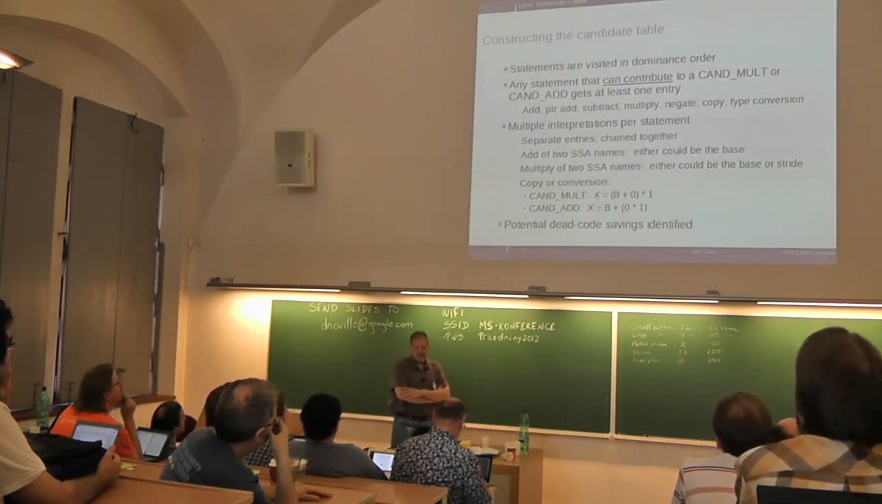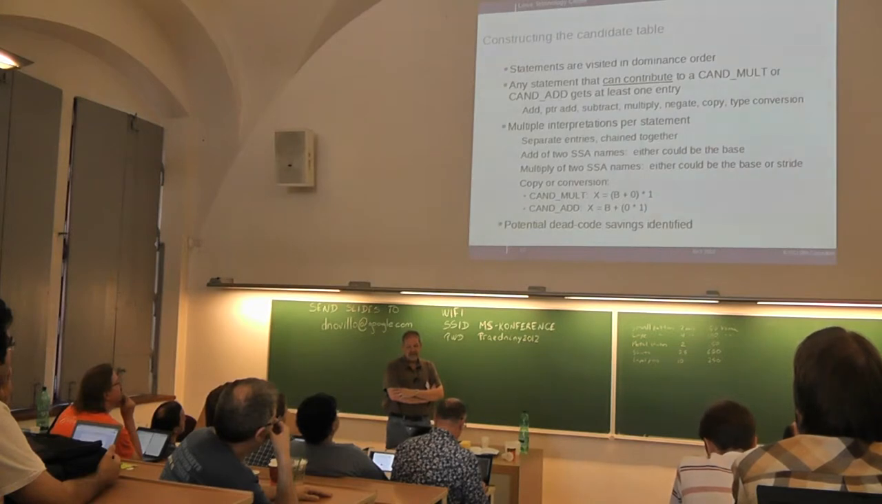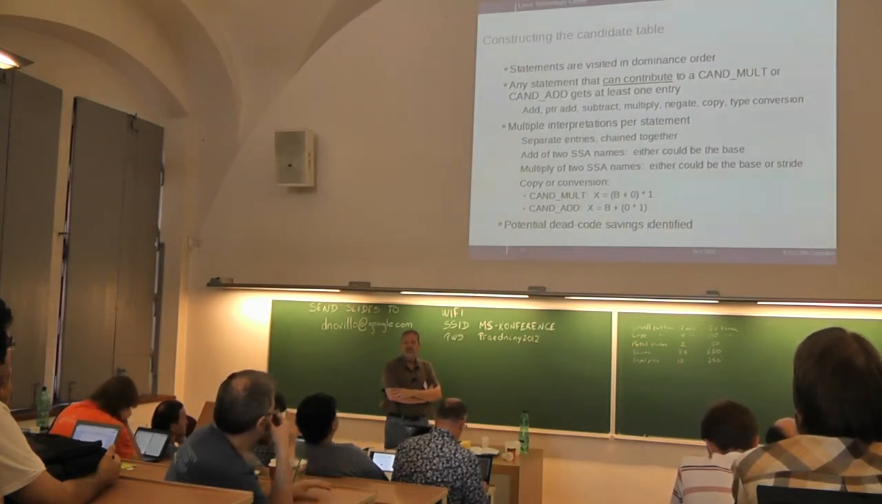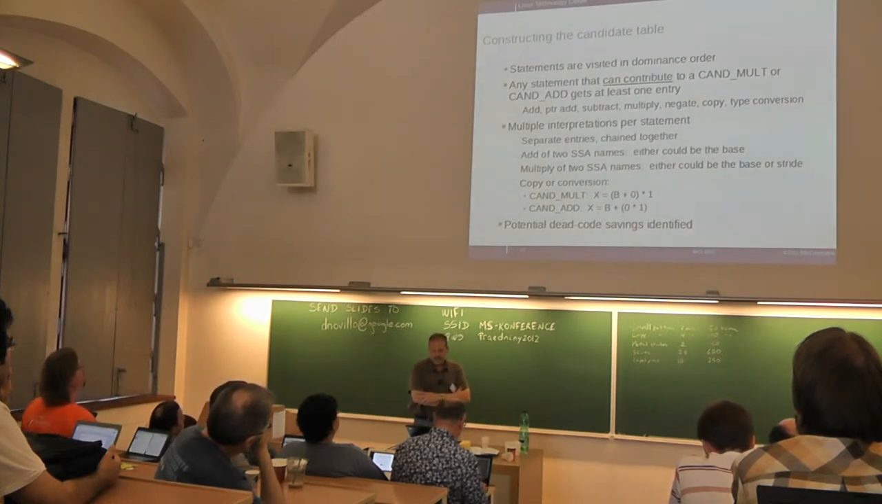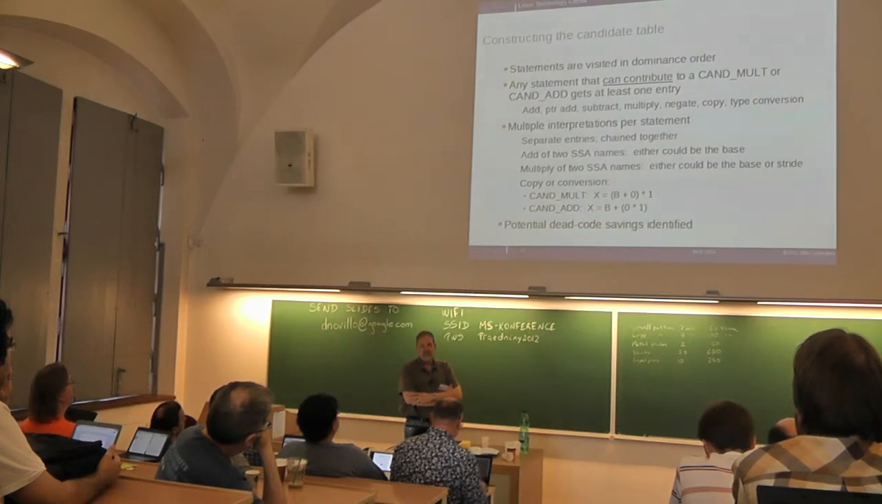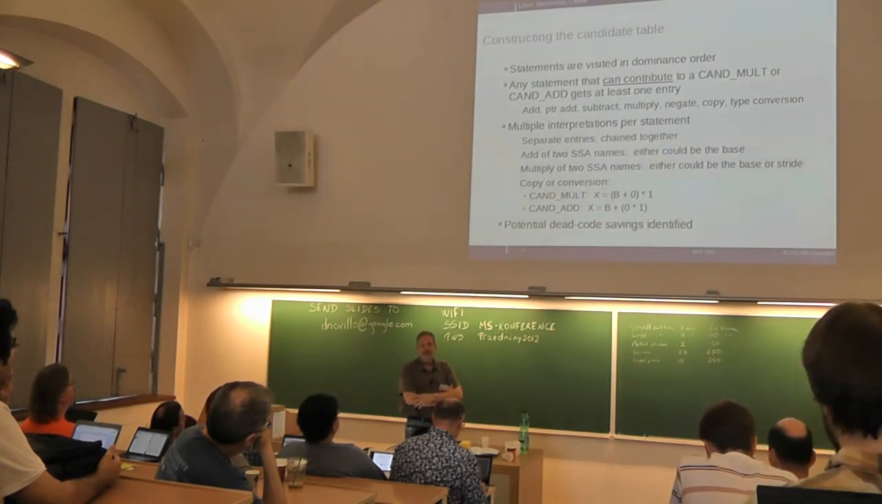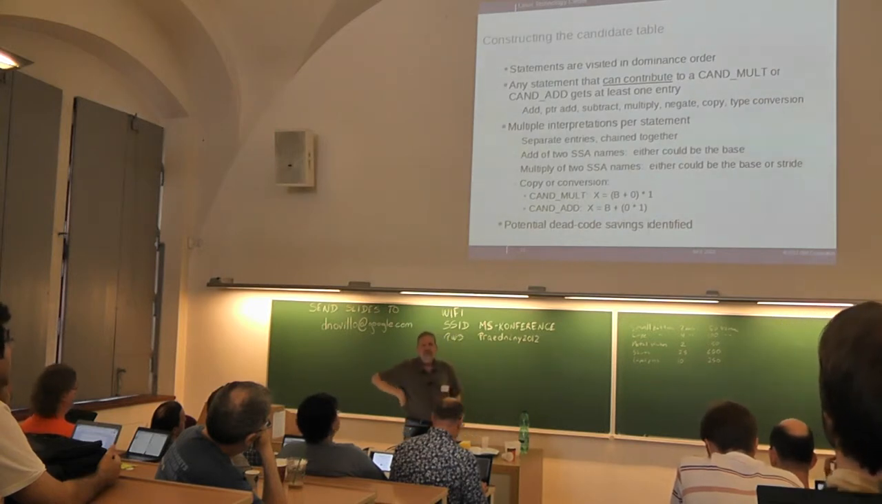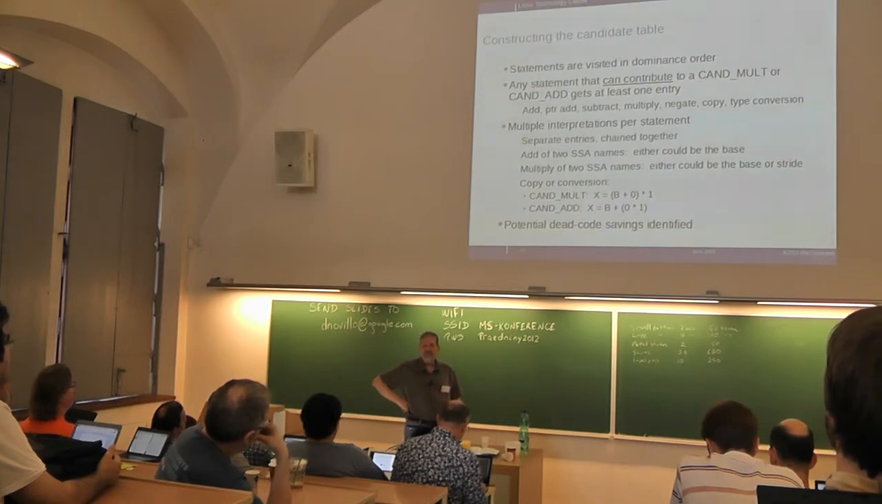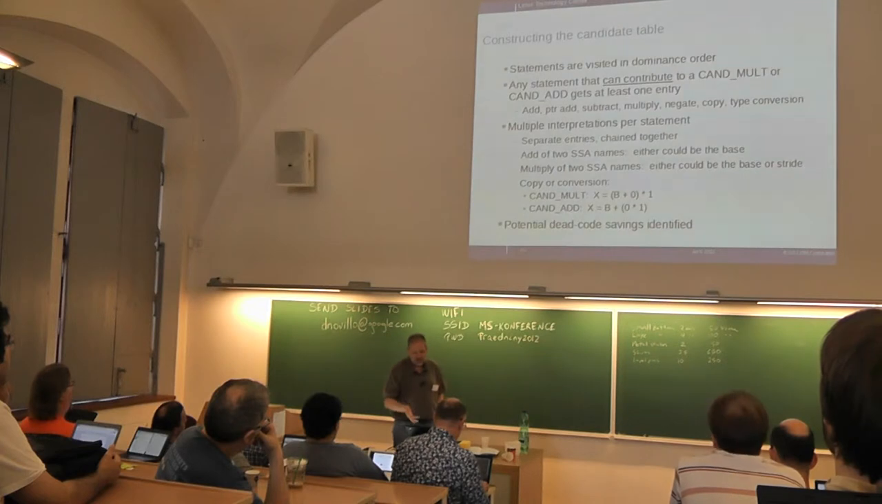As we're going along, we're going to look at any statement that can contribute to one of these can-adds or can-holds. So anything that can have a multiplier or add effect, that'll include adds, pointer adds, subtracts, multiplies, negates, and copies and time conversions. They're all different things. Now, since we don't know necessarily when we see a multiplication whether it's going to be part of a can-add or a can-hold, for example, we may have to have multiple interpretations for each of the statements that could come in there.